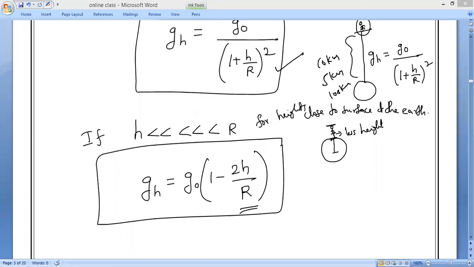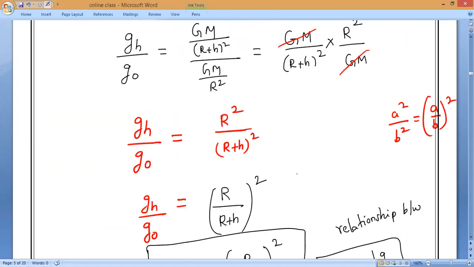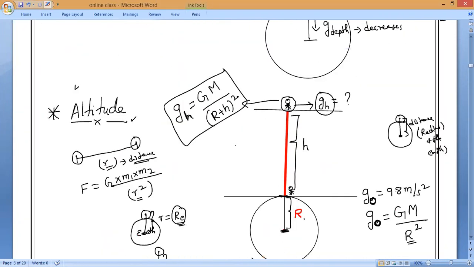Now, this formula is for when the height is extremely small. If it is a larger height, this is the formula we have to use. This is the first factor which will affect our gravitational force, acceleration due to gravity: altitude. It is a very important chapter for your foundations as well as NEET and JEE, so please concentrate very well. Only a single concept I taught you today, that is altitude. Depth and the rest we will study after the exams.